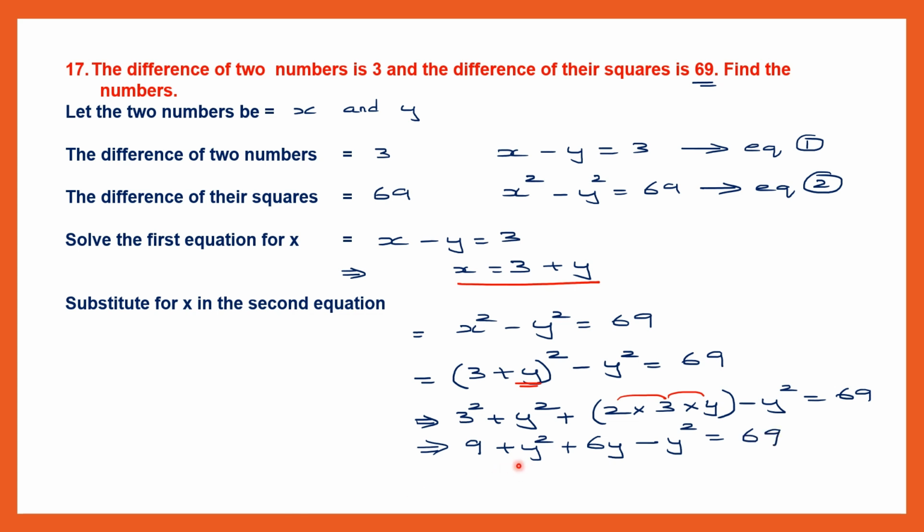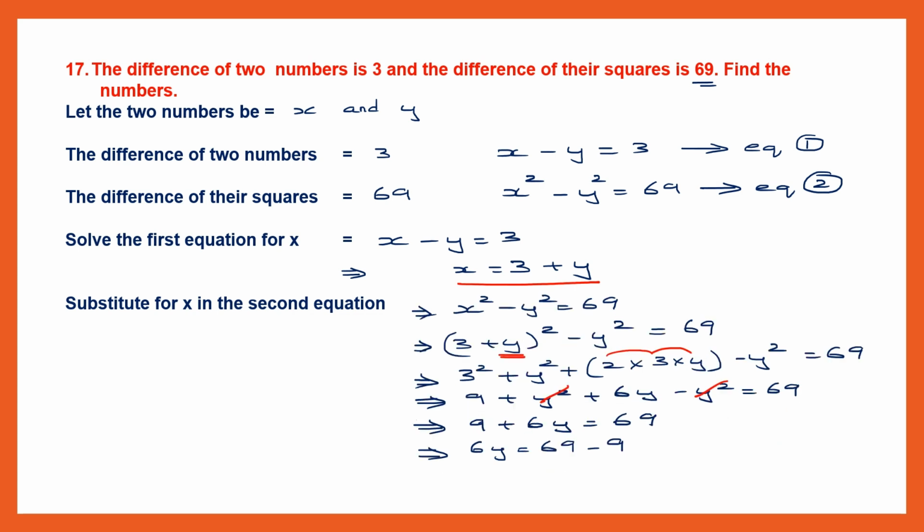Now if you look carefully, here we have plus y square and minus y square which gets cancelled. So these two get cancelled, and here we just have 9 plus 6y is equal to 69. That means 6y is equal to 69 minus 9. 69 minus 9 is 60. So if 6y is equal to 60, y will be equal to 60 divided by 6. So 6 ones are 6, 6 tens are 60. So y is equal to 10.